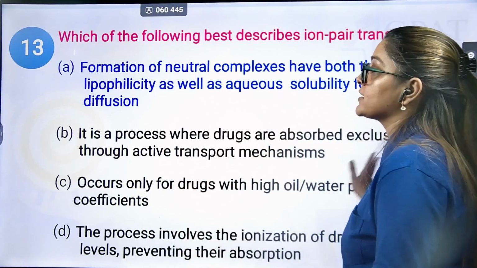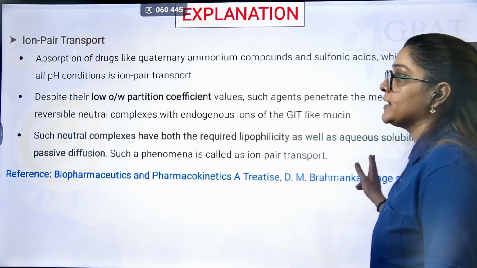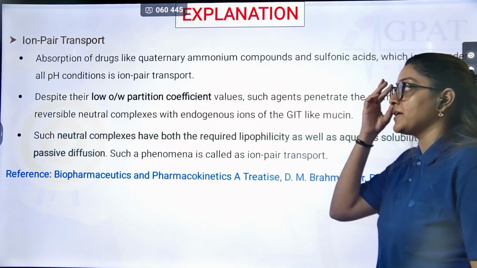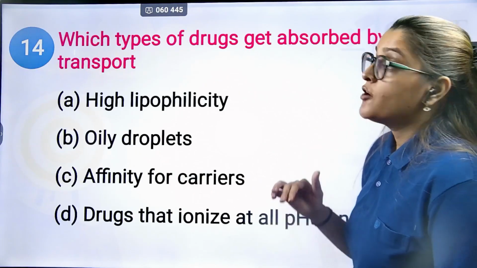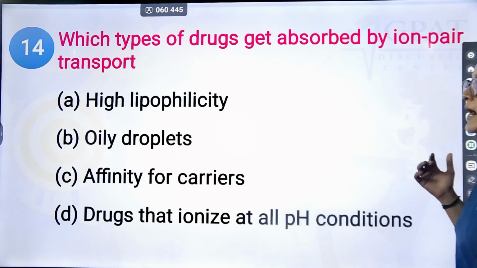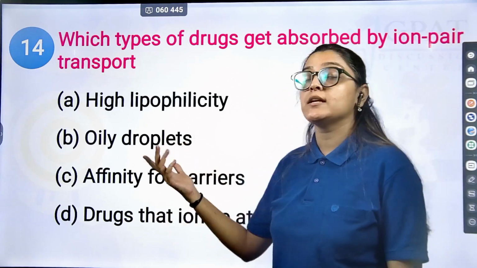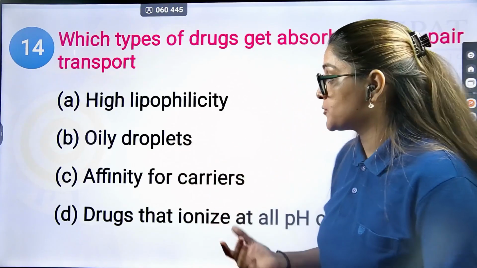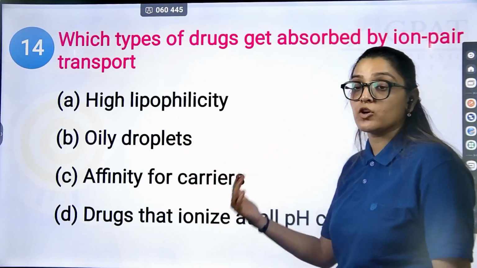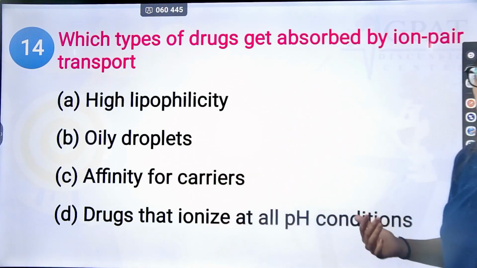So we have our correct answer as option number A. So this is our ion pair transport. Next, which of the following gets absorbed by the ion pair transport? Drugs which are highly lipophilic. Oil droplets, generally they go through the endocytosis process. Affinity for the carriers, or drugs that ionize at all pH conditions.